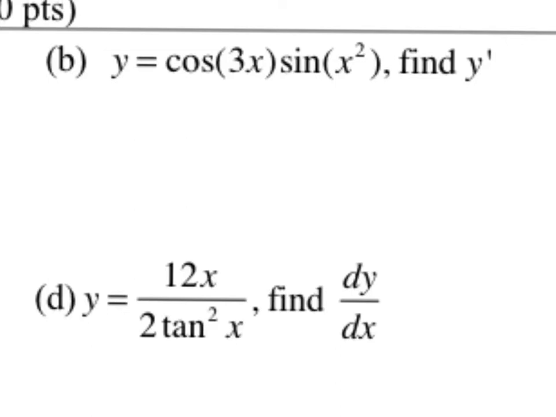Why wouldn't you just do 2x times e to the 3x? 2x times e to the 3x times the derivative of 3x, which is 3. That's that extra 3.